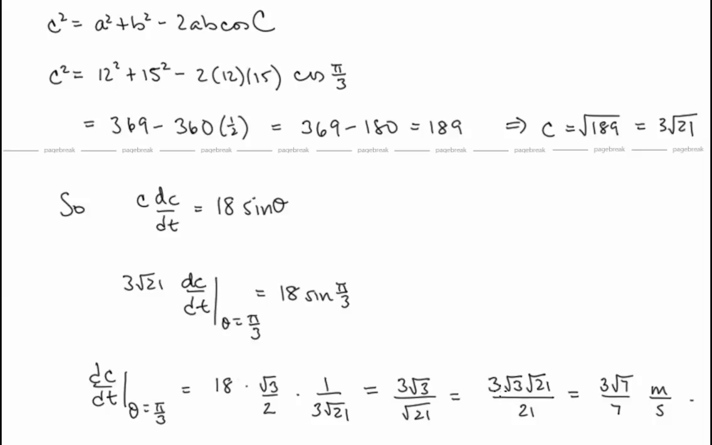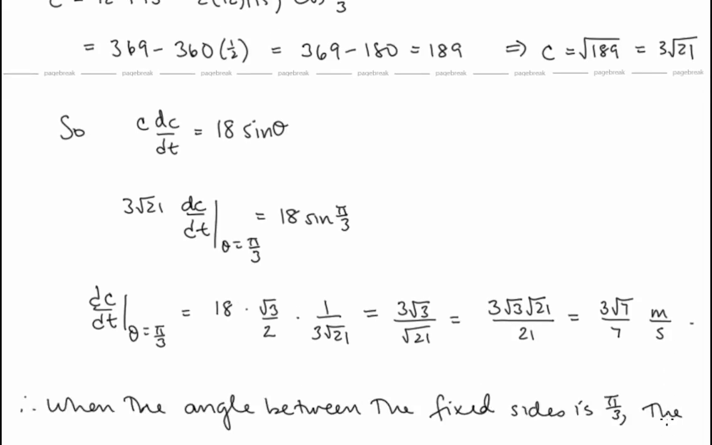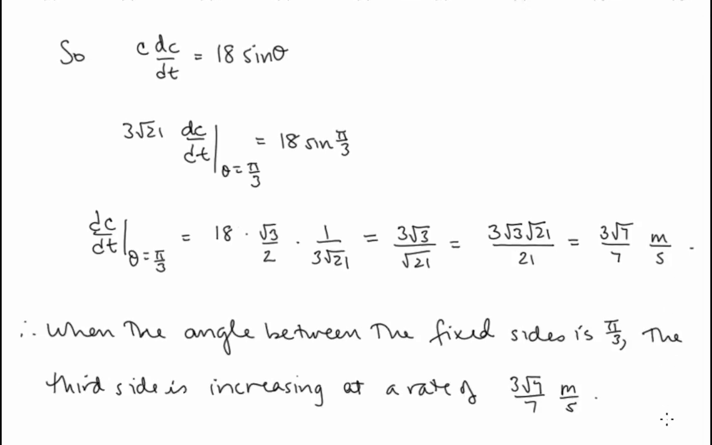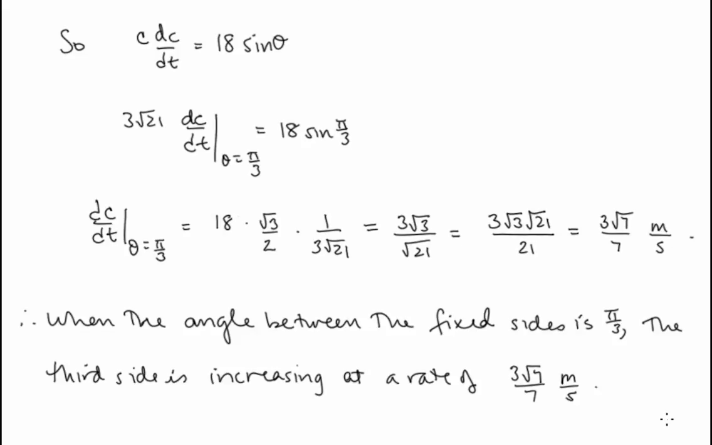We have a 3 here that leaves a 7 in the denominator, and then we notice a radical 3 times a radical 3 is a 3, so we have 3 radical 7 over 7. And our units here are units of distance over units of time. So in this case, that's meters per second. So we say when the angle between the fixed sides is pi over 3, the third side of the triangle is increasing at a rate of 3 radical 7 over 7 meters per second.